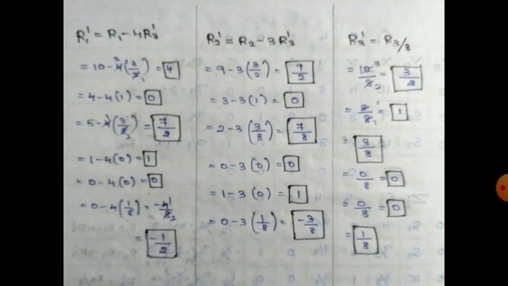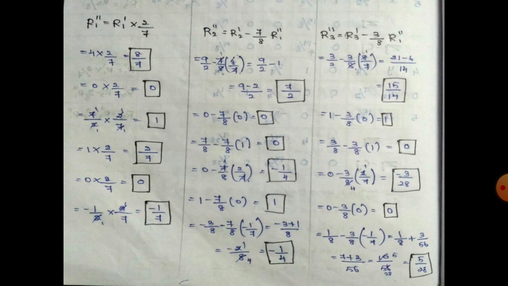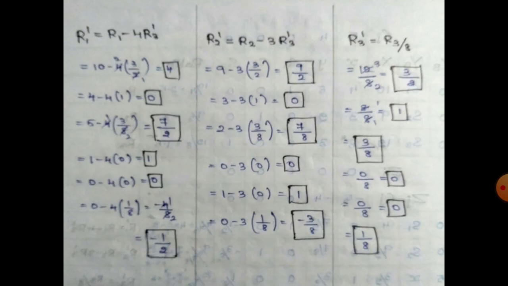Now we have to come to the calculations. In the first tabular column, the first row, R1 double dash is equal to R1 dash into 2 by 7. So 4 into 2 by 7, 0 into 2 by 7, 7 by 2 into 2 by 7, 1 into 2 by 7, 0 into 2 by 7, minus 1 by 2 into 2 by 7. So the solutions are 8 by 7, 0, 1, 2 by 7, 0, minus 1 by 7. So first we fill the first row: 8 by 7, 0, 1, 2 by 7, 0, minus 1 by 7. Now we have to come to the R2 dash calculation.